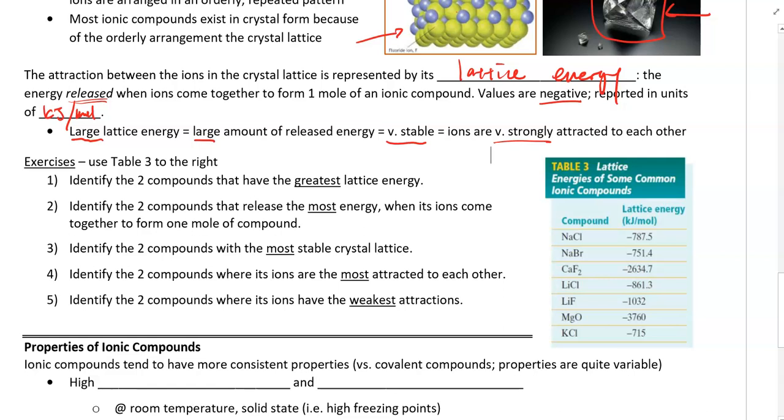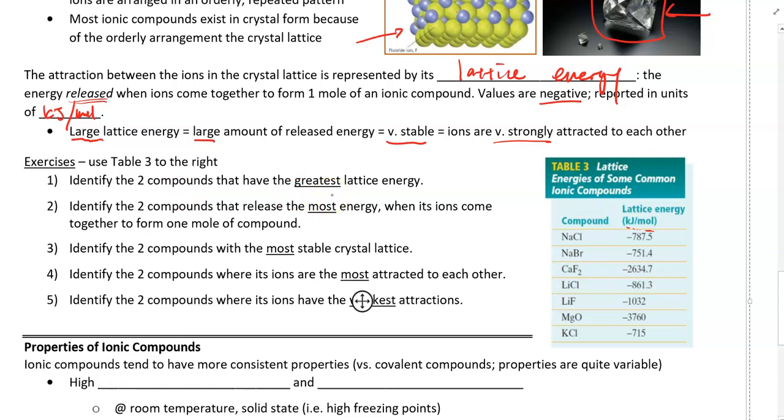It gets close enough. So using table 3 to the right here, I'm going to break down what's given to me. This is the lattice energy of some common ionic compounds. I have 2 columns. One lists the compound, the other lists the lattice energy. This energy is presented as a negative value here, here, here, and so on, in kilojoules per mole, which gives you an even point of comparison. So the question asks, identify the 2 compounds that have the greatest lattice energy. What would that look like?